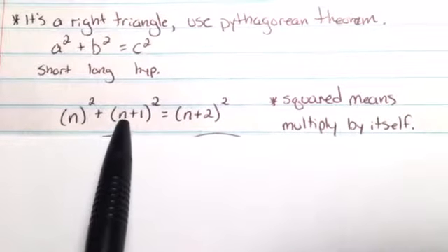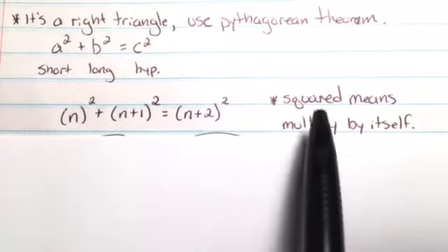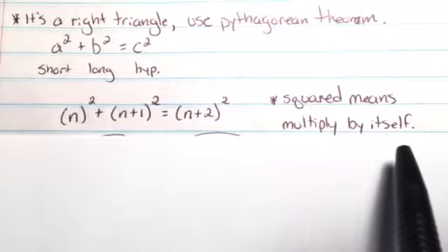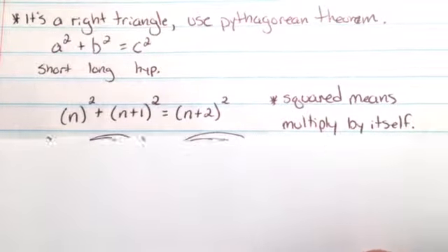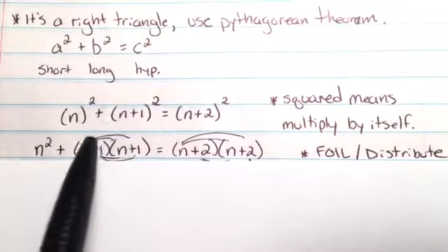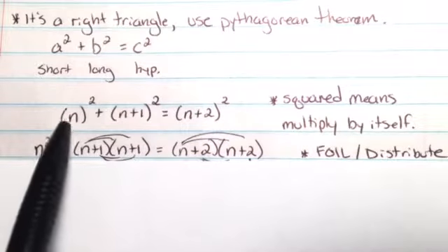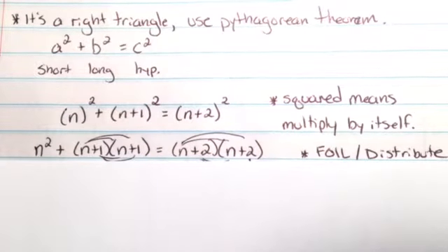Don't just look at this and say, oh, it's n squared plus 1. It's n squared plus 4. No, squared means to multiply it by itself. That means write it out twice. N plus 1, write it twice. N plus 2, write it twice. No need to do it here because n squared is just n squared.